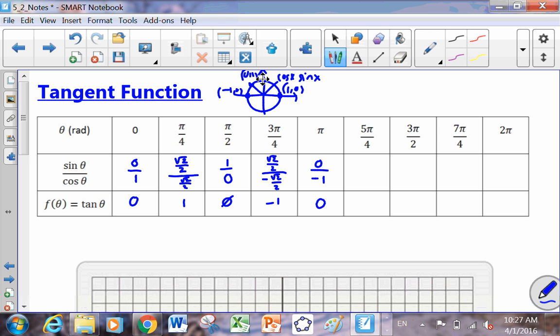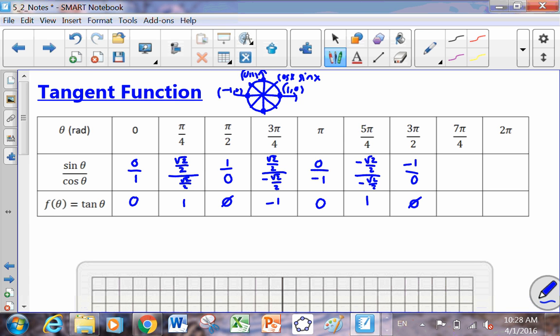So if we keep going here, 5 pi over 4, it's going to be negative square root of 2 over 2 over negative square root of 2 over 2. So again, it's 1, because both negative they cancel out. At 3 pi over 2, when we're at the bottom here, that's what? It's negative 1 over 0. So again, we cannot figure it out. We cannot find the solution.